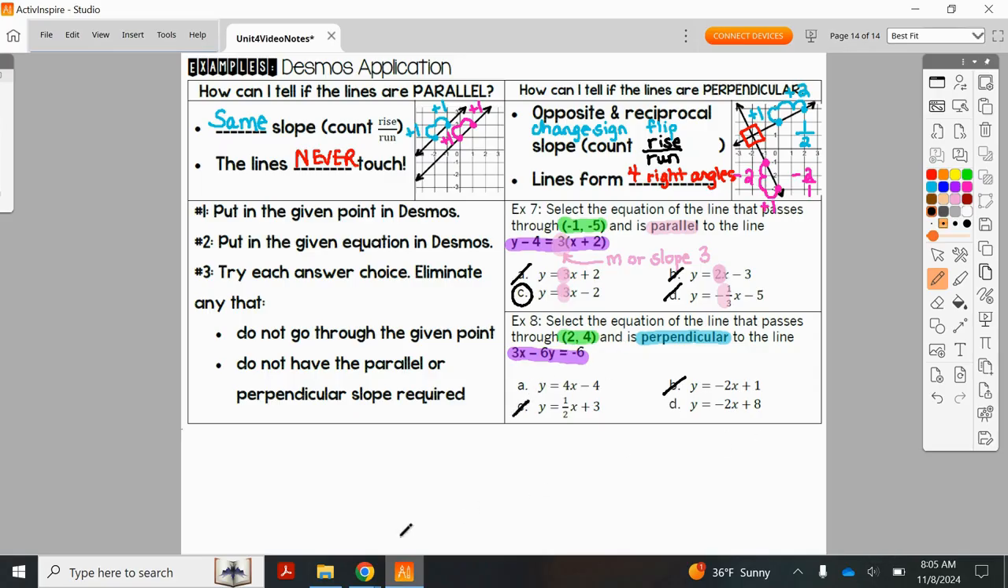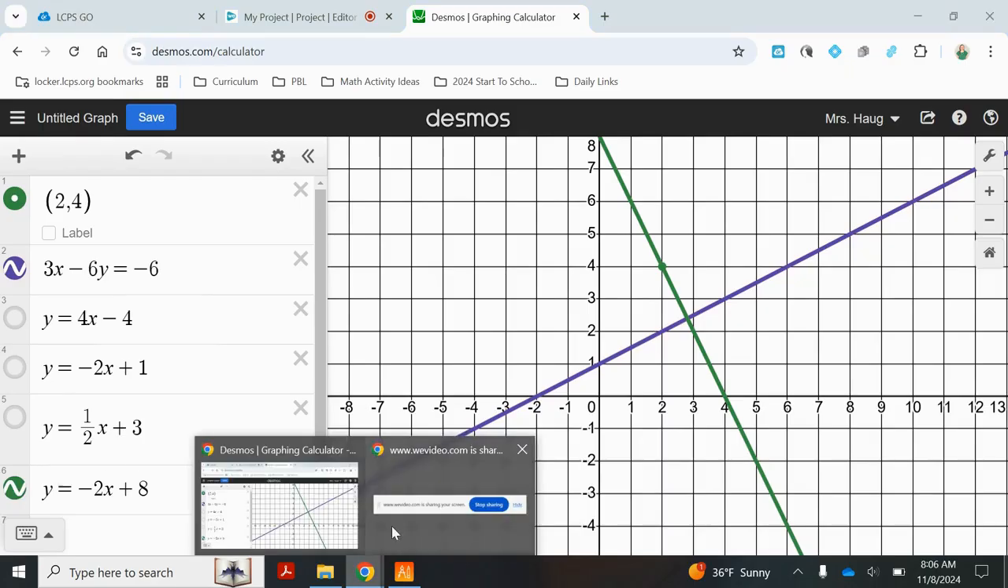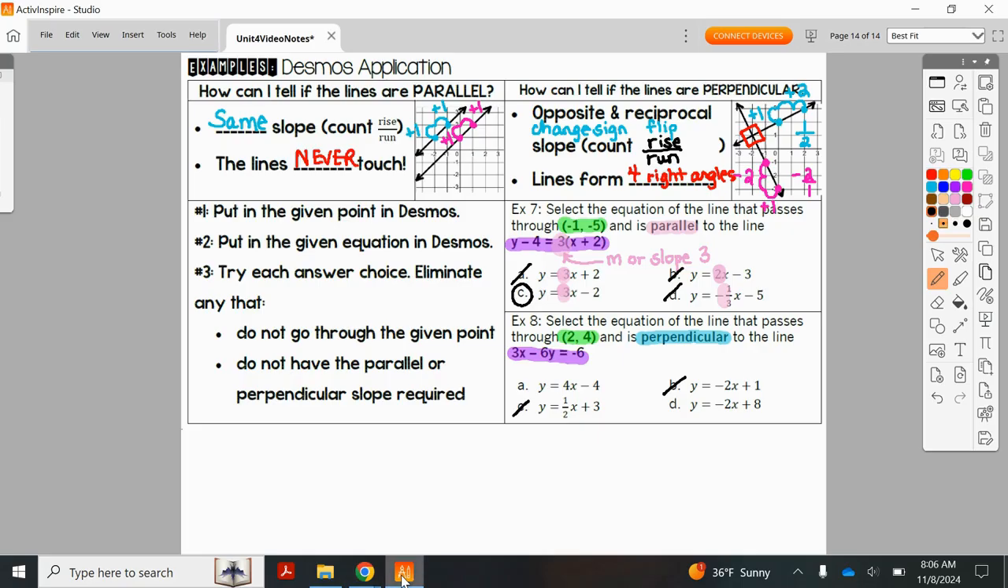I have two options left, and let's toggle them both on in Desmos. Remember that visually perpendicular is going to be the exact opposite slope, and it's also going to make a 90-degree angle at the intersection here. So visually, you can see that this first line, option A, is not going to make a perfect box around your intersection. So therefore, it would be your option D of negative 2x plus 8.